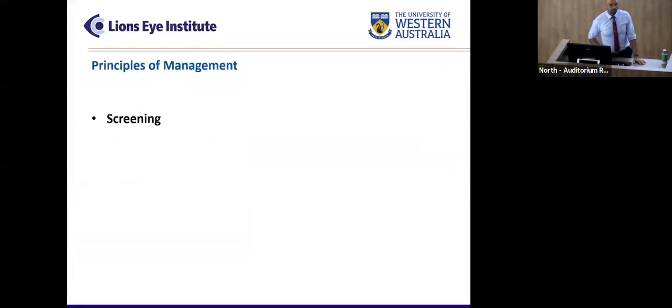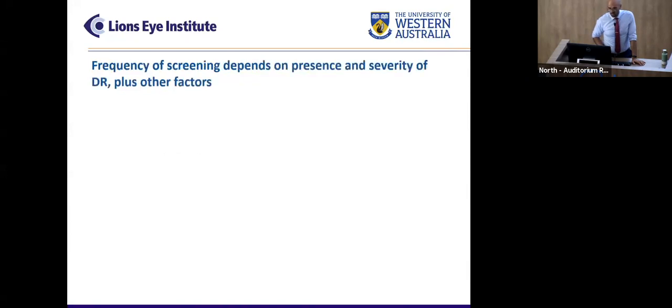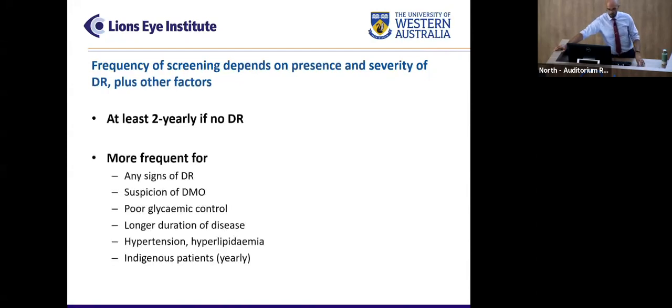So what are the principles of management? Well, there's a few things, but screening, systemic management, and then ocular treatment, stuff that we do. As far as the screening, people ask how often should people be screened? It depends on a few things. So if you have no diabetic retinopathy, then you should have your eye screened at least once every 2 years. These are the Australian guidelines. More frequently, if there are any signs of diabetic retinopathy, then that person should be seen more frequently than every 2 years. If there's a suspicion of diabetic macular edema, or if there is diabetic macular edema, obviously they need to be seen more often.